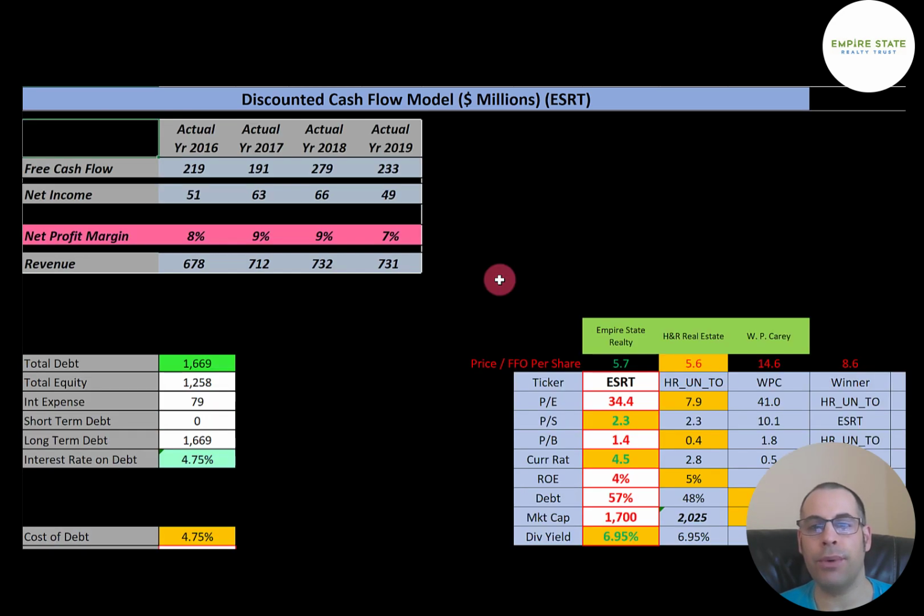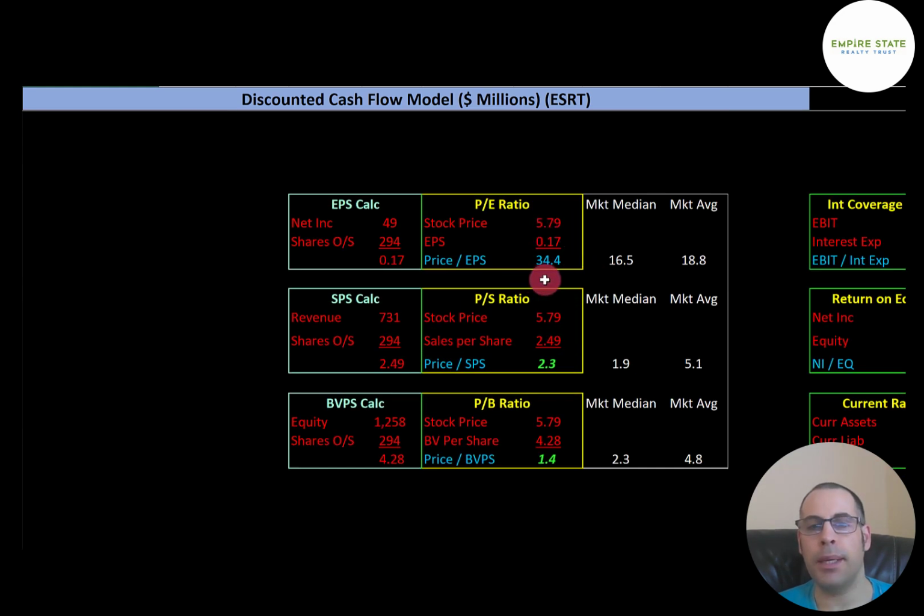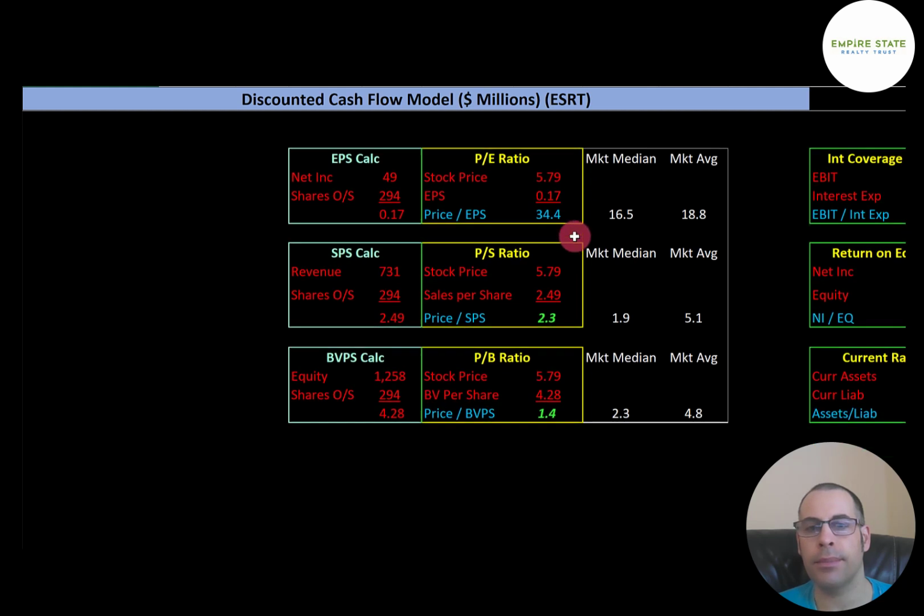Let's look at the financial ratios. Not such a good PE. The median in the market is 16.5, the average is 18.8. PE is stock price over earnings per share. To calculate earnings per share, that's net income over shares outstanding. I like to see below 15, they're at 34.4. So investors are paying $34.40 for $1 of earnings.